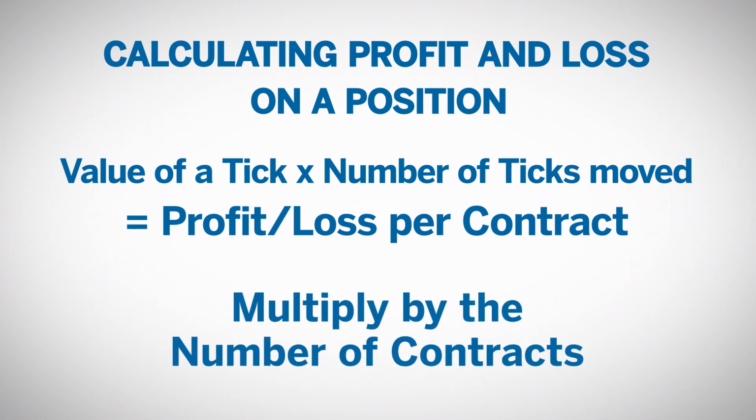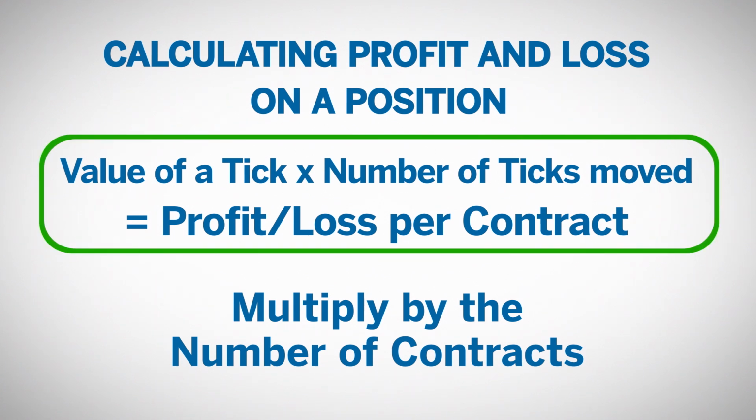Calculating profit and loss on a trade is done by multiplying the dollar value of a one-tick move by the number of ticks the futures contract has moved since you purchased the contract. This calculation gives you profit or loss per contract. You need to multiply this number by the number of contracts you own to get the total profit or loss for your position.